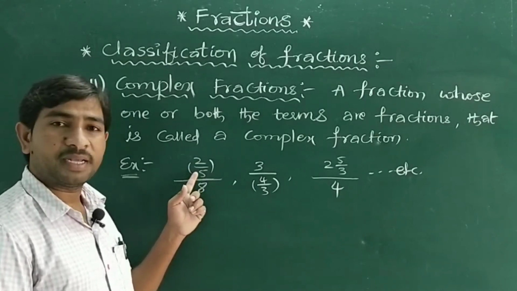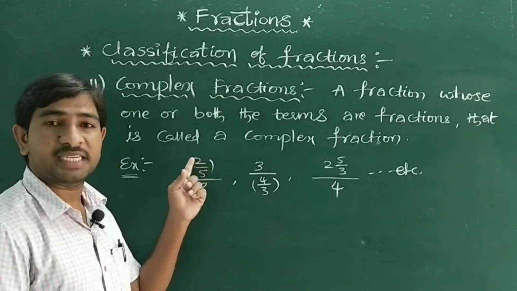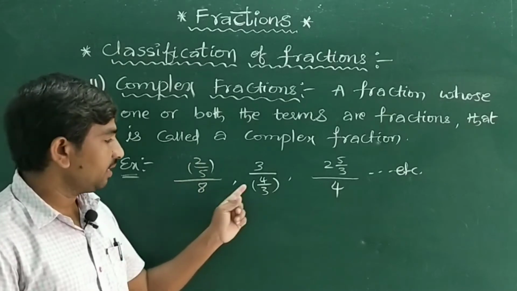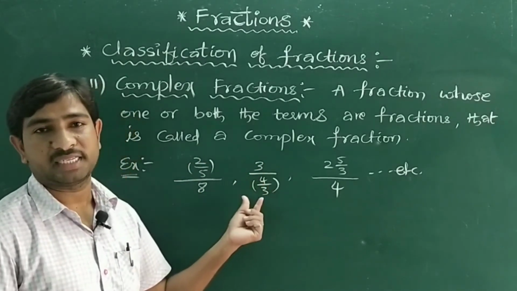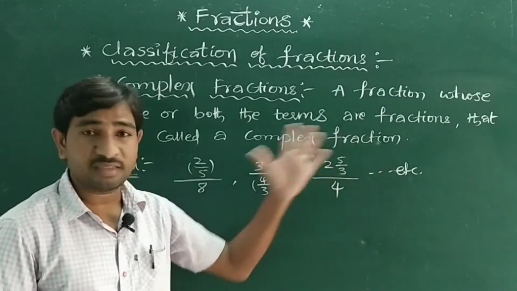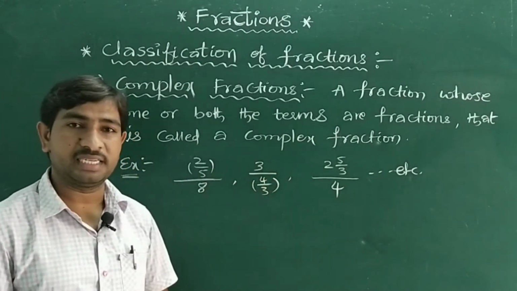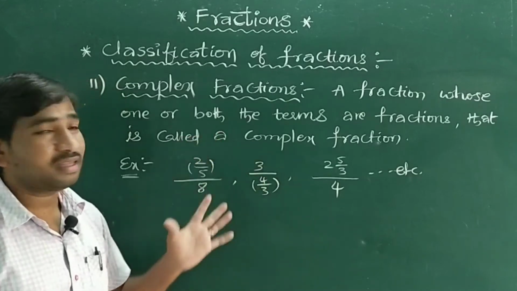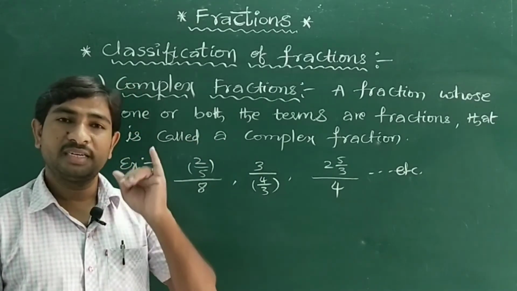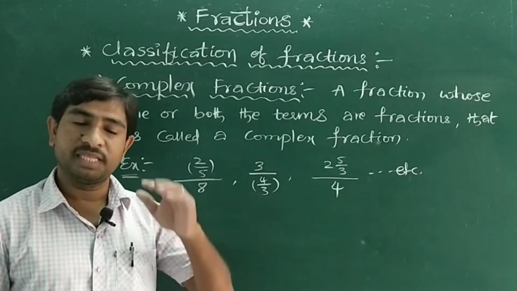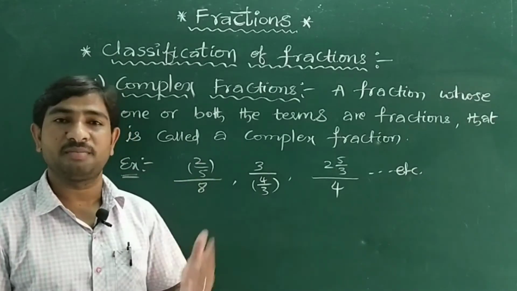So in the numerator place, if you observe, it is also one of the fraction and 8 is the denominator. Here in the numerator 3 and the denominator again it has the one of the fraction. So such type of fractions are complex fractions. Okay. So these are the 11 types of the fractions. So first of all, definition of fractions completed. Next, classification of fractions completed.